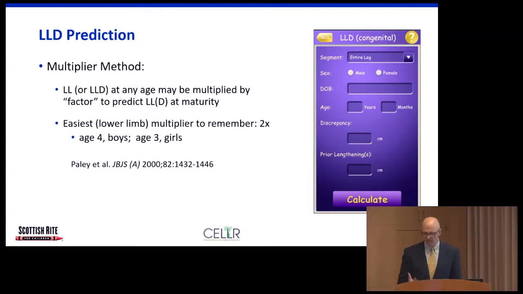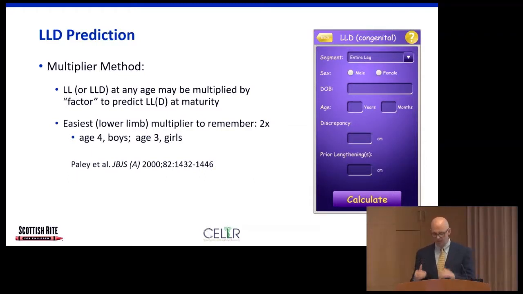And this is the advent of technology, right? So what you're looking at on the right is a screenshot of an app that has been developed based on the work of Dror Paley, creating different multipliers to be able to predict not only limb lengths and therefore limb length differences at different ages and at skeletal maturity. So you can plug into a little app what bone segment you're looking at, whether it's the femur, the tibia, or in this case, the entire leg, male or female. You type in their age, what discrepancy you have at that age, and it's going to tell you then what the discrepancy is going to be when they're done growing. And this is fairly accurate for the prediction of limb length difference. It's not particularly good for predicting when to do an epiphysiodesis, but it's very good at predicting what the overall length difference is going to be.